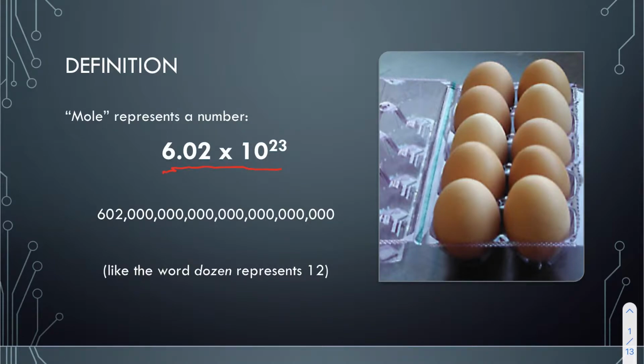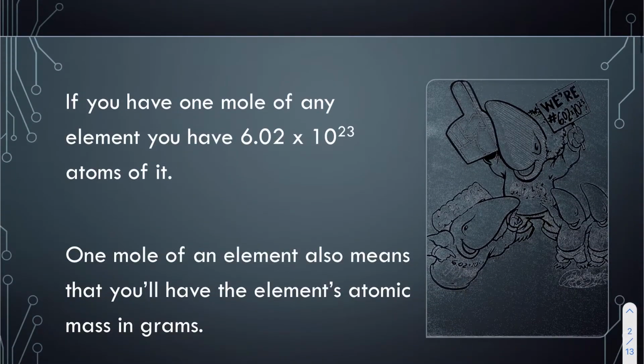Well, when I say you have a mole of something, it means that you have 6.02 times 10 to the 23rd of it. Now, why do you think chemists would use such a giant number like 6.02 times 10 to the 23rd? Well, in chemistry, we count really, really, really tiny things like molecules and atoms. So we need a really big number so we can count that high. If you have 1 mole of any element, you have 6.02 times 10 to the 23rd atoms of it.